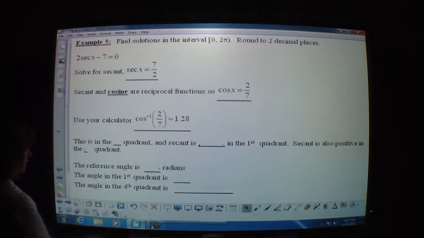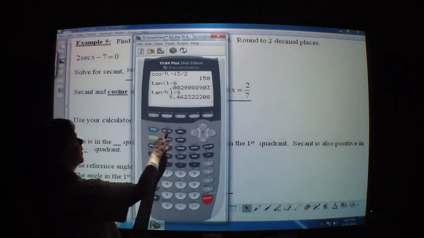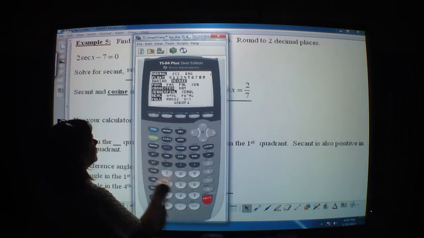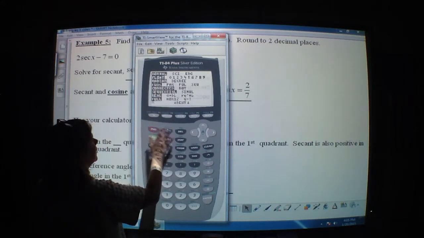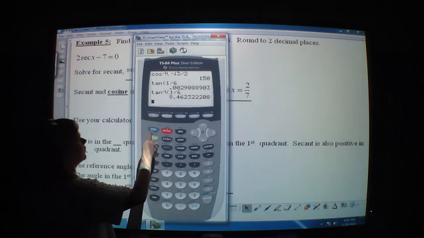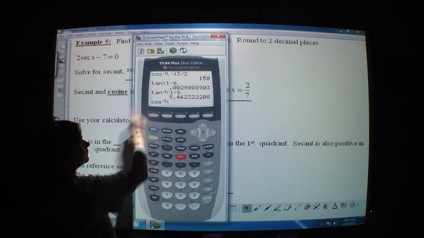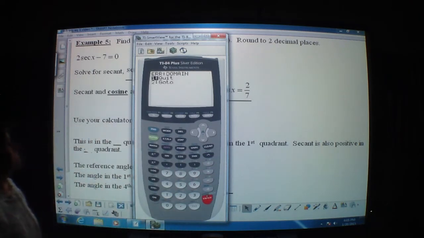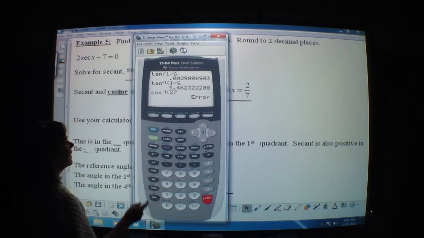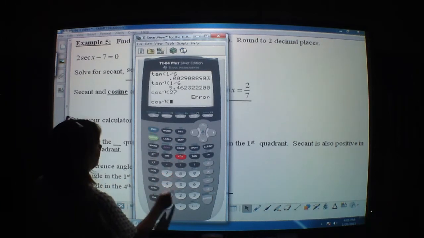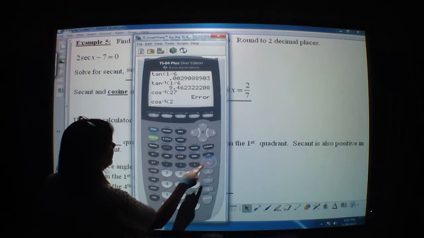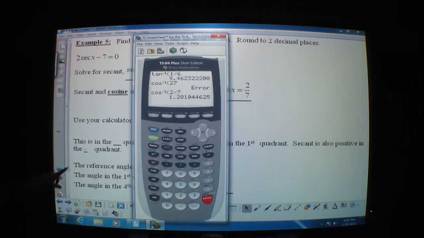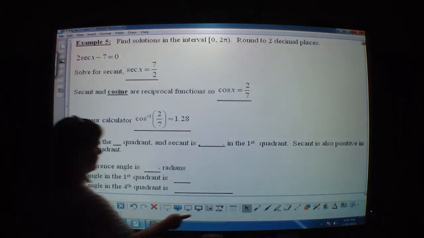So I'm going to pull up my calculator. Mode. I'm in degree mode from the last one. Go to radian mode. See how it's highlighted now? And I can quit out of there. So now I'm going to do the inverse cosine. Don't do the cosine. Inverse cosine of 2 divided by 7. Oops. Didn't get my divided by. Inverse cosine of 2 divided by, there it is, 7. 1.28. And that's what I have here.